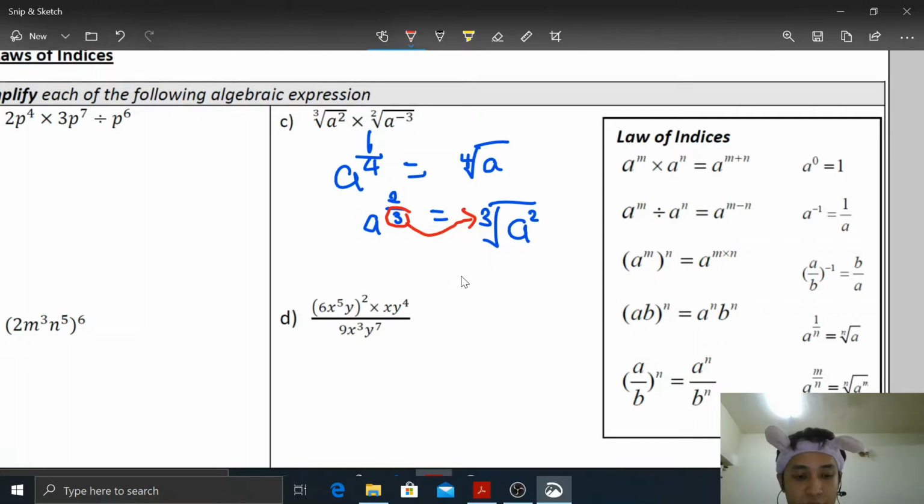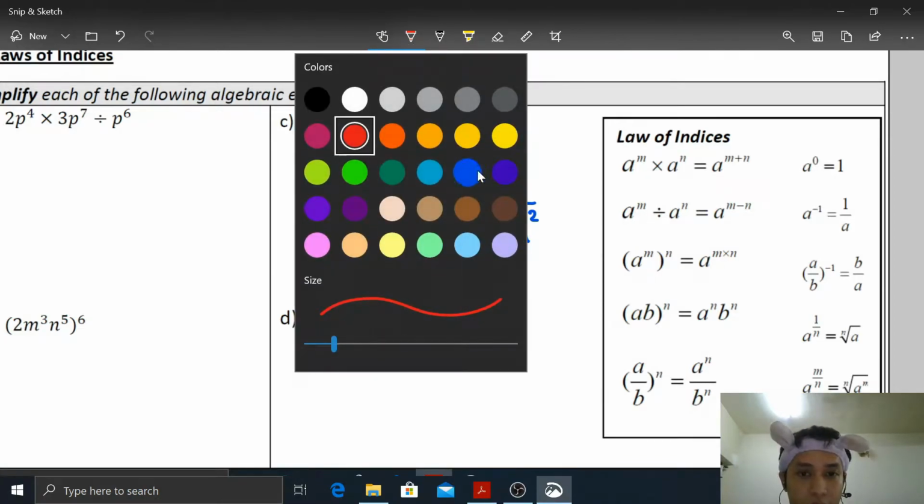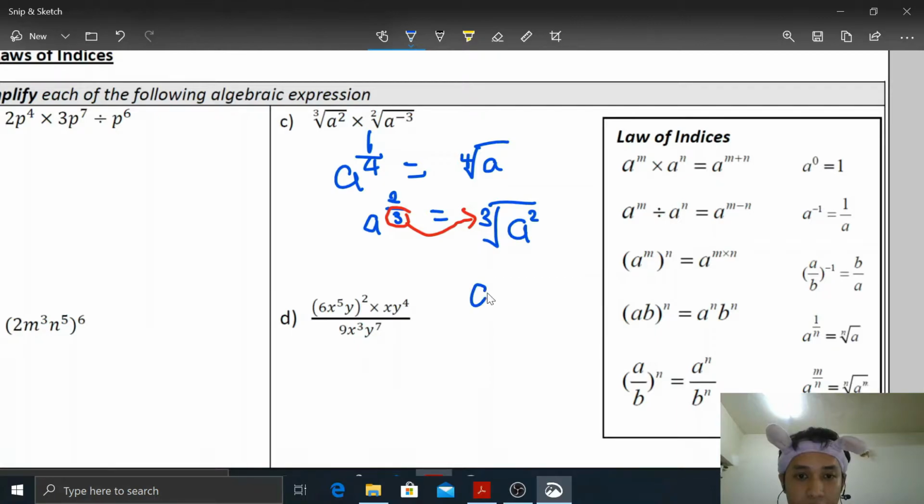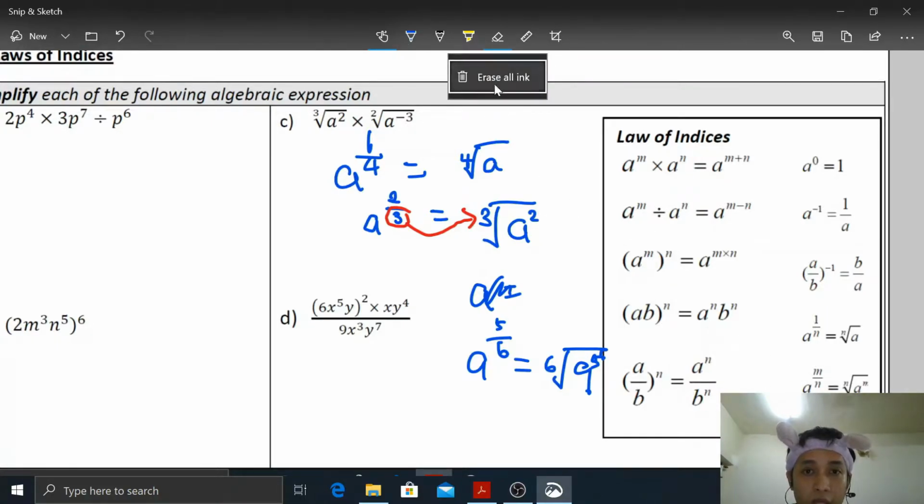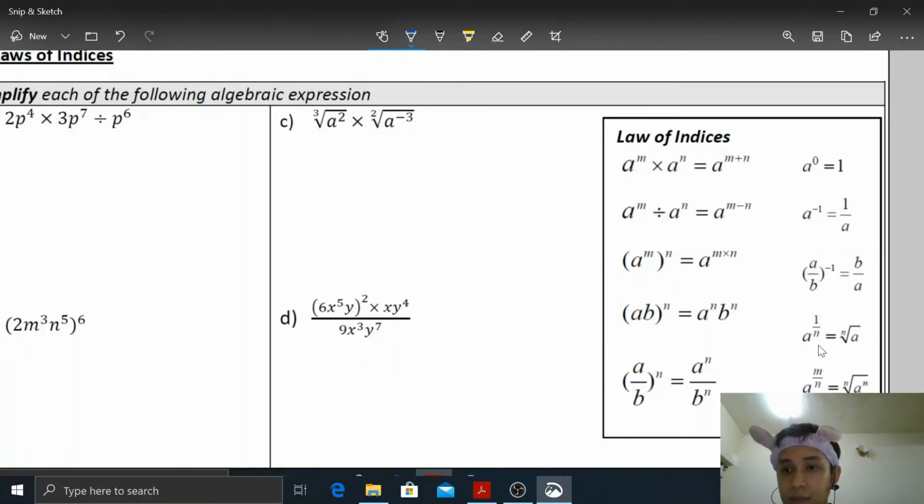I'll give you another example. Let's say I say 9 to the power of 5 over 6, and then if I change it into the surd form, remember this one goes outside, and then 5. So it will be 9 to the power of 5. That is the meaning of this one. So that is the basic understanding about the law of indices.